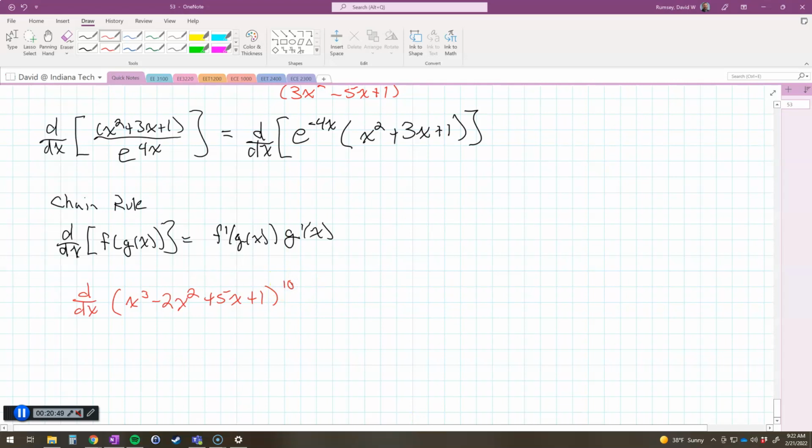And I'm going to do this x cubed minus 2x squared plus 5x plus 1 to the 10th power. Now technically, you could multiply that all out, but that seems like it's kind of a pain to do. And so the idea here is that this inside here is your like g of x. So instead, just think of this as like x to the 10th power. If you think of it as x to the 10th power, well then we know the derivative of that would simply be 10x to the 9th power.